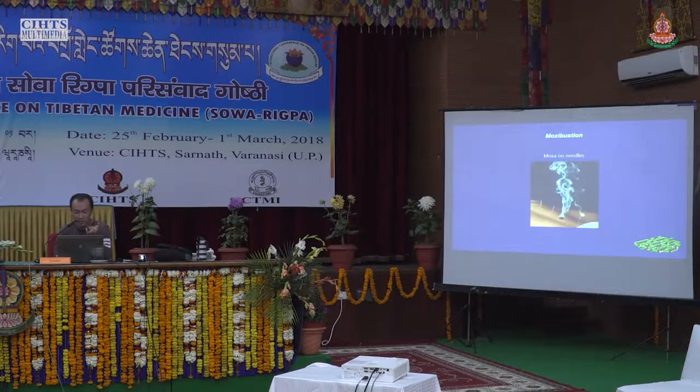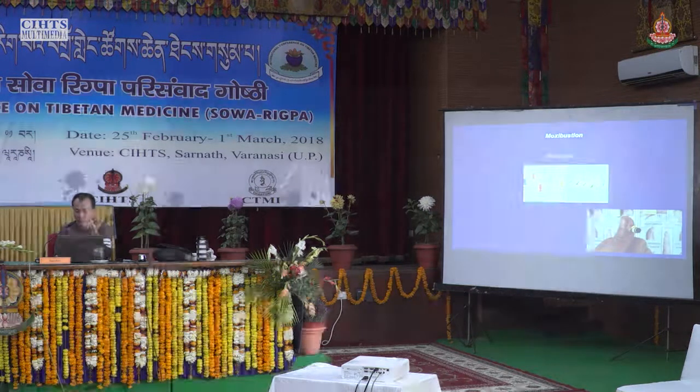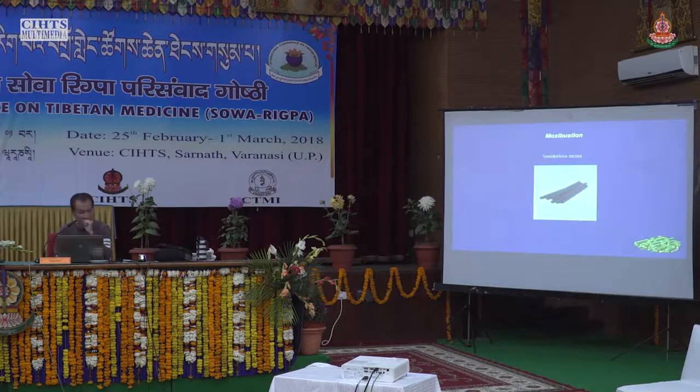So in terms of moxibustion, we know that it's from this mugwort plant, and this is how it looks like. So we use it on the body, on the needles, and then with the modern one, they create it into a stand so that you can actually stick onto the points and burn it. They also have a smokeless moxa, so when you burn, you don't have smoke.